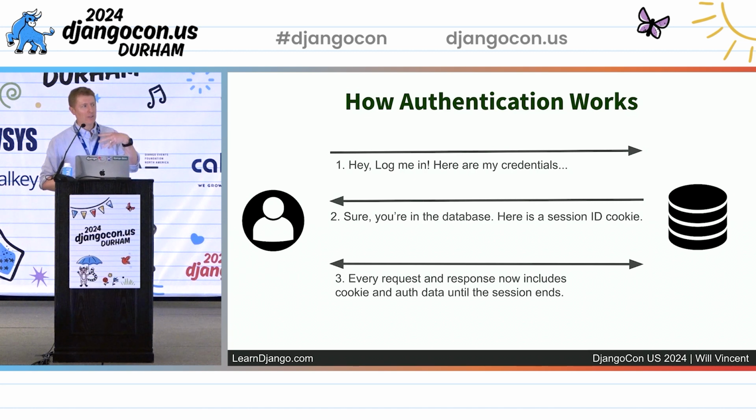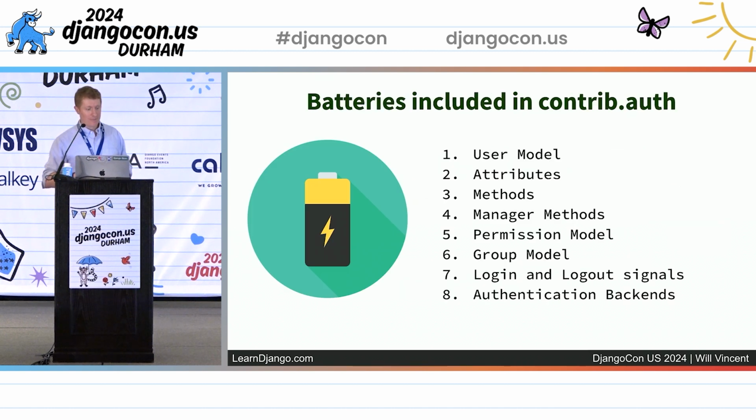But importantly, we want this to just work if we're using a web framework. The whole point of a web framework is to add batteries and get out of the way for everything else we want to do. So contrib.auth actually has 8 whole sections on it. We can take the user model, which is just the first one. We can look and see there's attributes. So this would be like is_authenticated, is_anonymous.